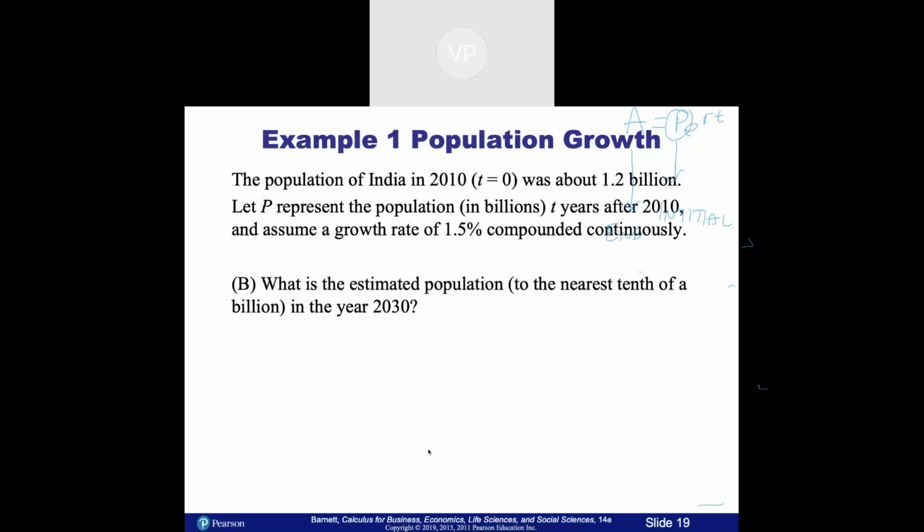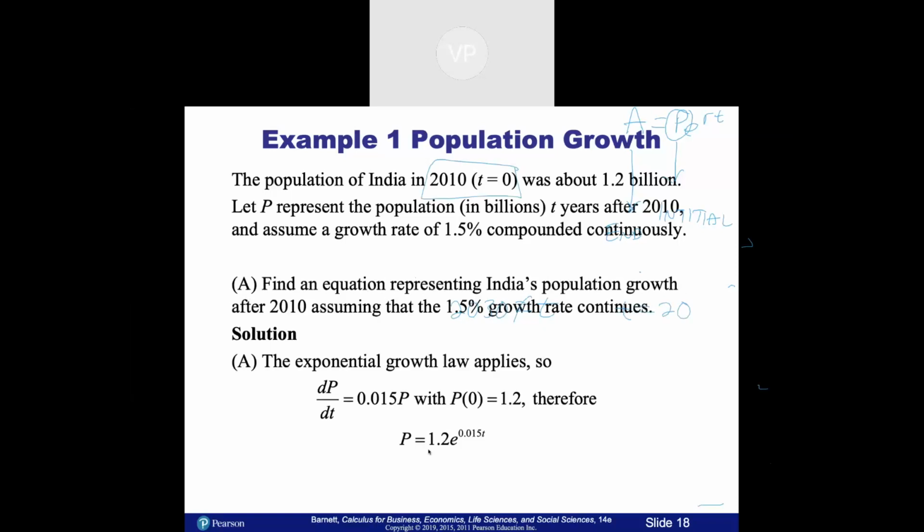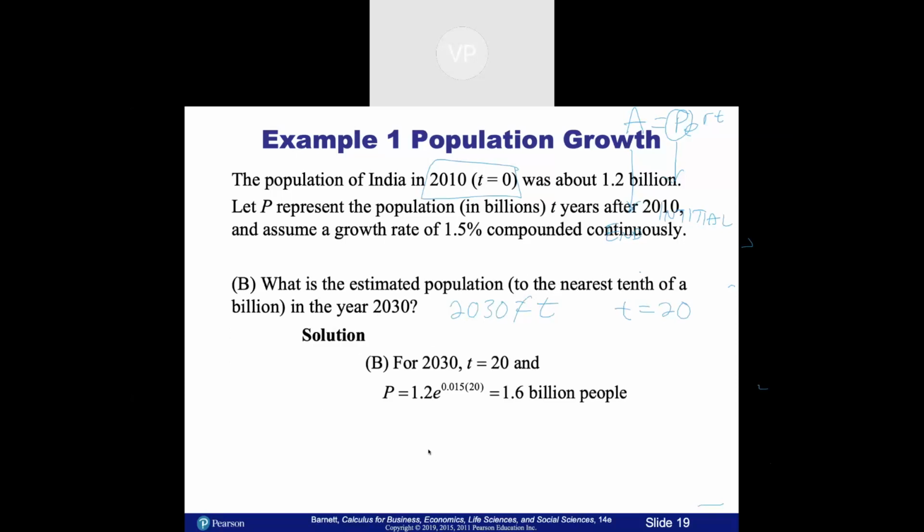So now they want to know what our estimated population is in 2030. What you have to remember is 2030 is not the time. Because remember, time 0 was 2010. So when it's 2011, t equals 1. When it's 2012, t equals 2. 2030 is how many years after 2010? That's going to be time equals 20. So that's what we're going to plug into this previous equation on the bottom of the screen right here. We're going to plug in 20 for t.